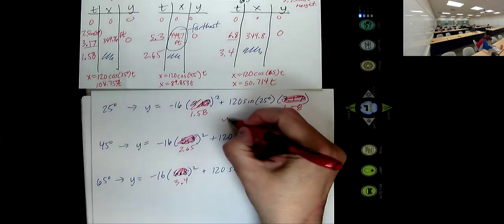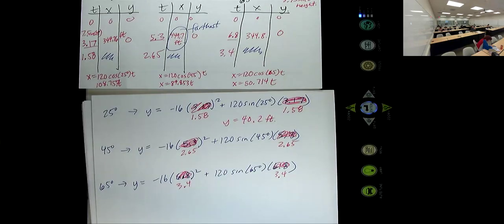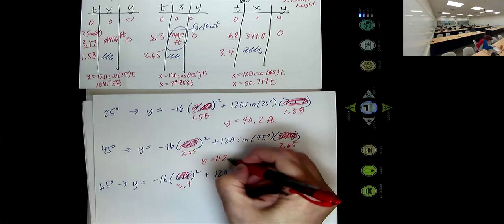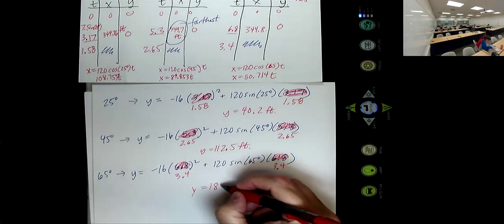So the height I'm getting on this one is about 40.2 feet. You're hitting at a low angle, it shouldn't go up very high, that kind of makes sense. This one, I'm getting Y is 112.5 feet. And this one, I'm getting Y equals 184.8 feet.